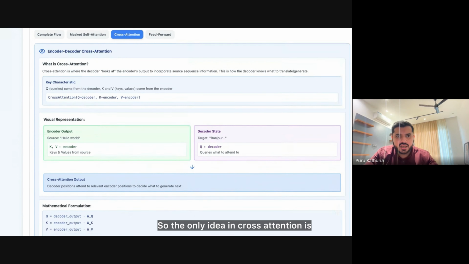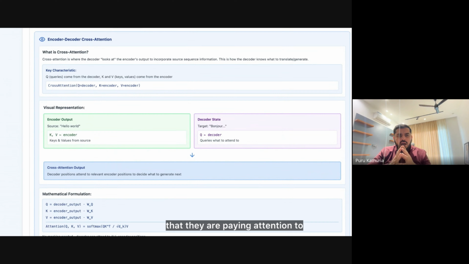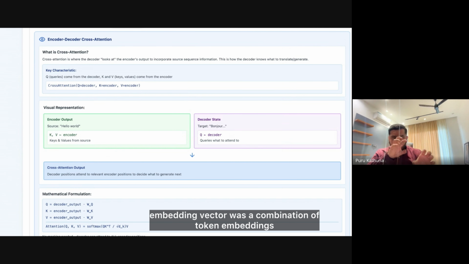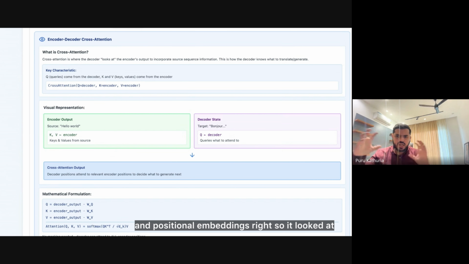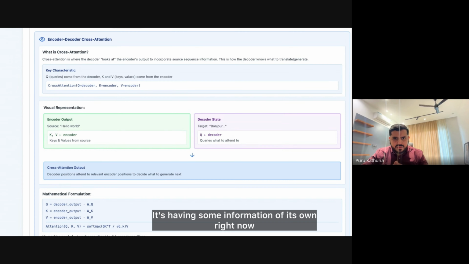So the only idea in cross attention is that they are paying attention to what is coming from the encoder, right? And the source of information has changed. For the decoder-only stack, or for self-attention, we did not have this cross exchange of information. They simply looked at the embeddings. Now, the embedding vector was a combination of token embeddings and positional embeddings, right? So it looked at that combination. That's it. But cross attention is looking at the encoder stack, right? It's taking some information from the encoder, and it has some information of its own, right?